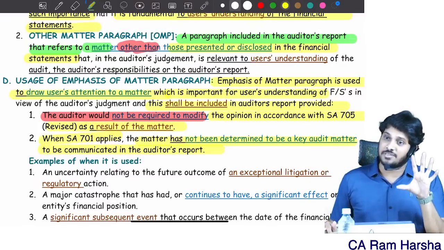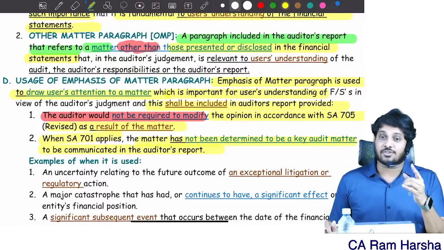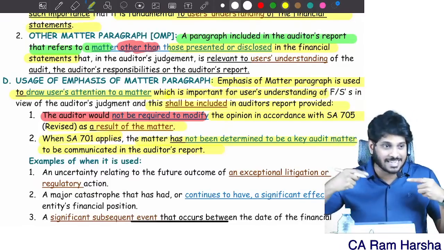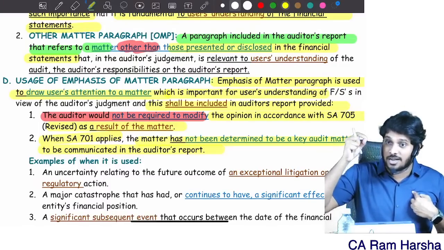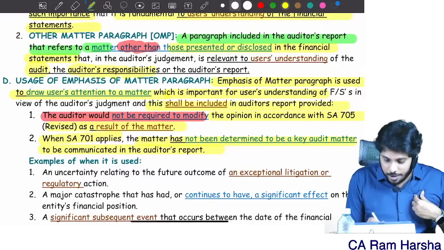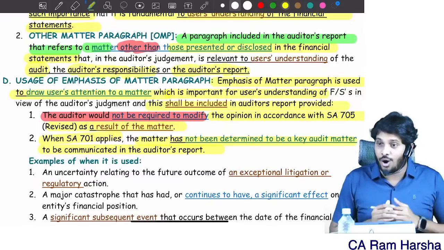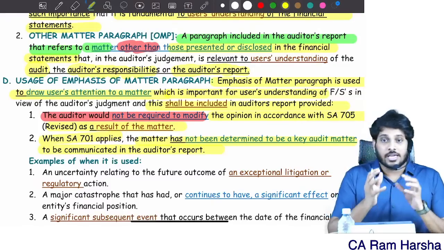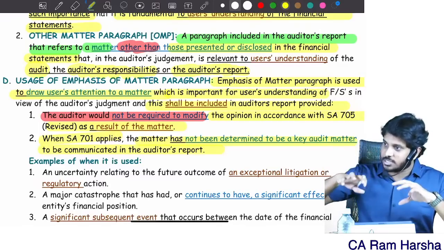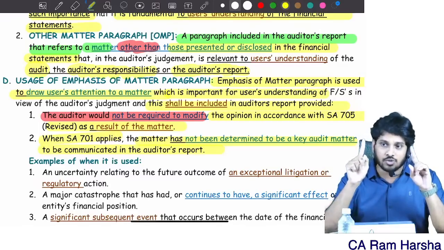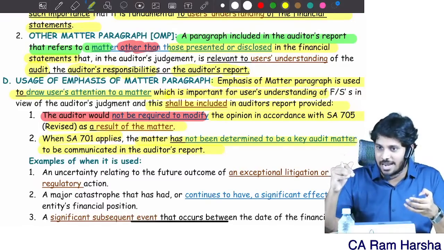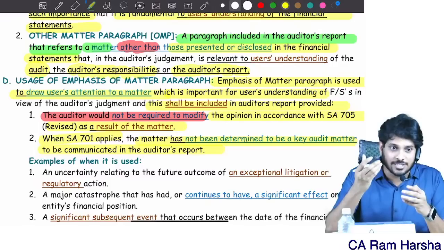Other matter paragraph is a paragraph in the auditor's report that refers to a matter other than those presented or disclosed in financial statements, that in the auditor's judgment is important for the users to understand the audit, the auditor's responsibilities, and the auditor's report. In order to make the users understand about the audit, auditor's responsibilities, auditor's report, I use other matter paragraph. If I want people to understand better about the financial statements, I will use emphasis of matter paragraph.